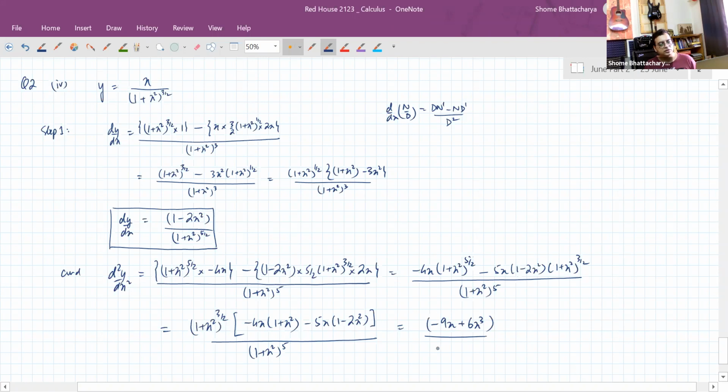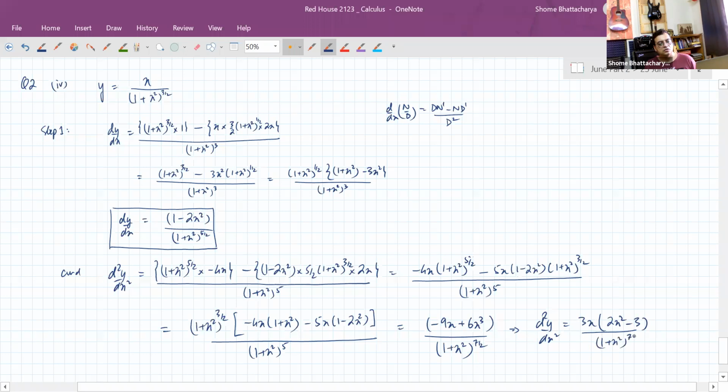This term you can absorb with the denominator, so the power in the denominator will become 5 minus 3 by 2, that is 7 by 2. So our second derivative will also become this type of a term. Taking 3x common, we have 2x square minus 3.